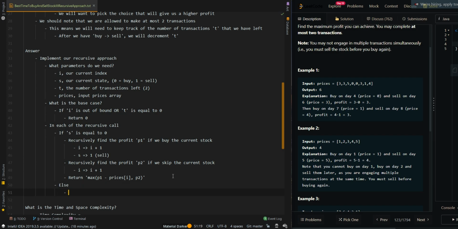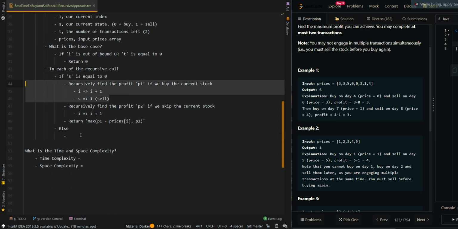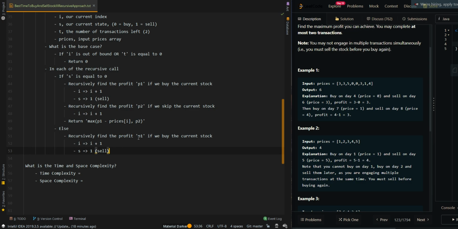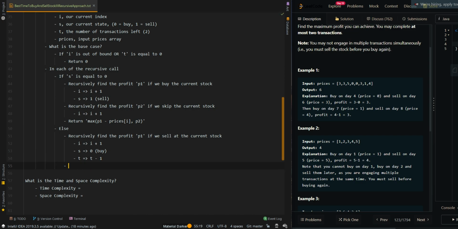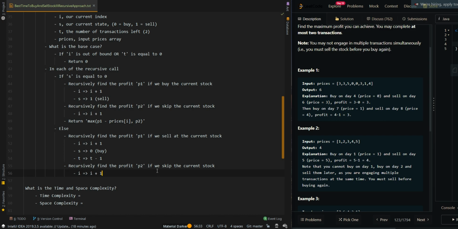Else, we're currently in the sell state, so we're going to recursively find the profit P1 if we sell at the current stock. So i turns to i plus 1, and then s turns to 0. We're going back into a buy state because we sold the current stock, so we're allowed to buy again. And then our number of transactions decreases by 1 because we have a buy and then a sell. And then we're going to recursively find the profit P2 if we skip the current stock.